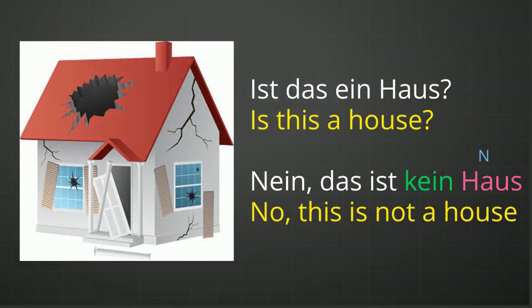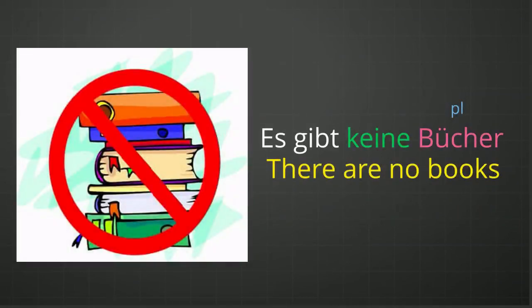Ist das ein Haus? Nein, das ist kein Haus. House is neutral gender noun and that is why unbestimmt article used is ein and that is why negative article would be kein for house. Es gibt keine Bücher. Bücher is plural noun and that is why negative article would be keine.